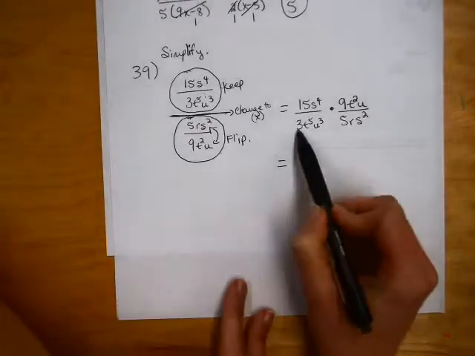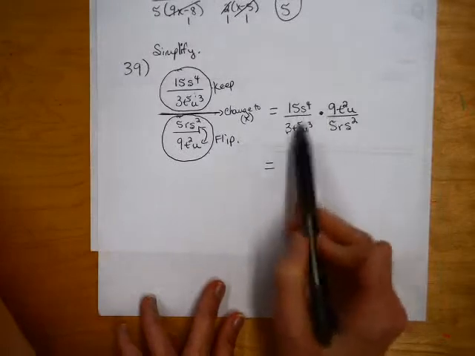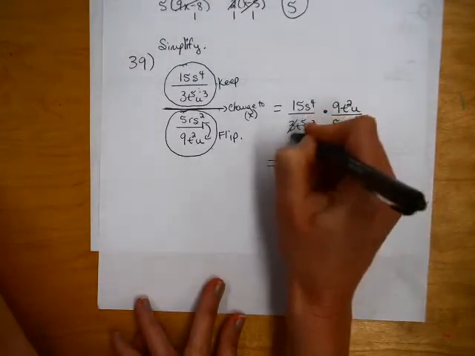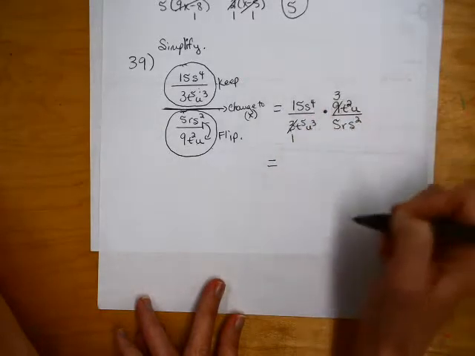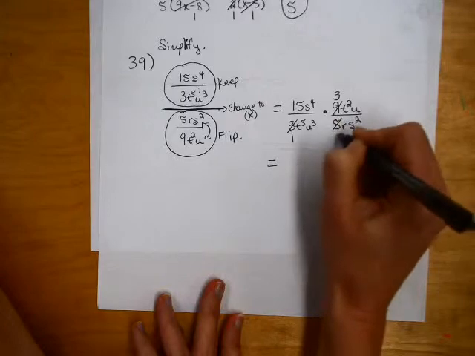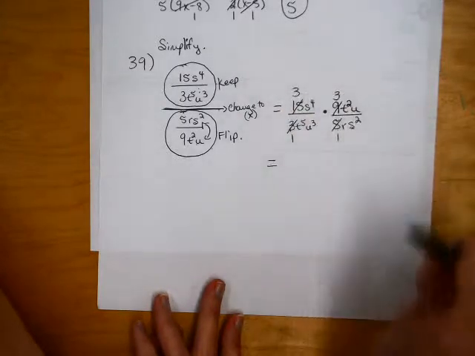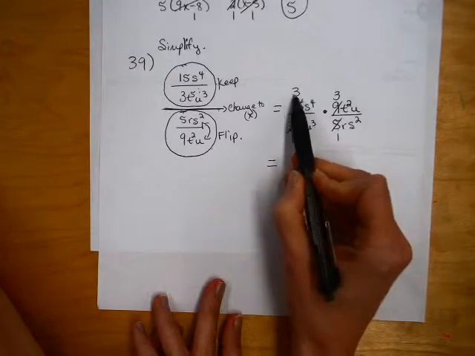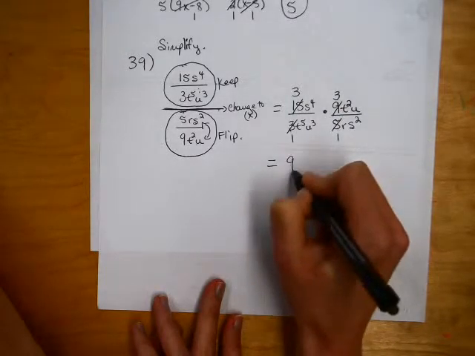Now, I would start with the number part on this one first since there's so many variables involved, and I would cross-reduce the 3 and the 9. 3 goes into 3 one time, 3 goes into 9 three times. Then I would cross-reduce the 5 and the 15. 5 goes into 5 one time, 5 goes into 15 three times. So then I will go ahead and multiply. So 3 times 3 is going to give us 9.